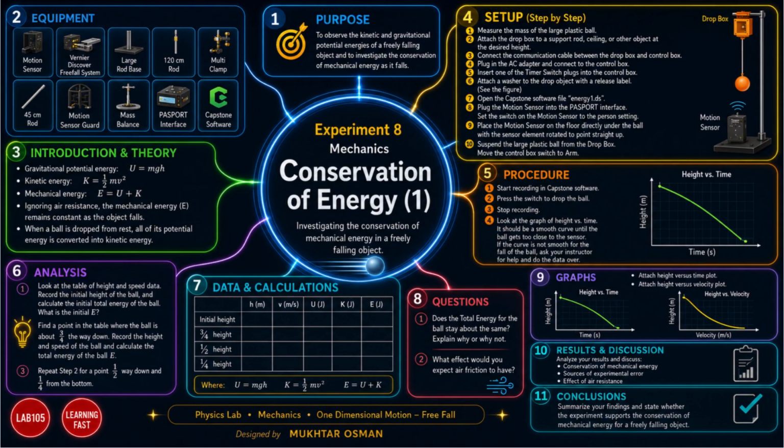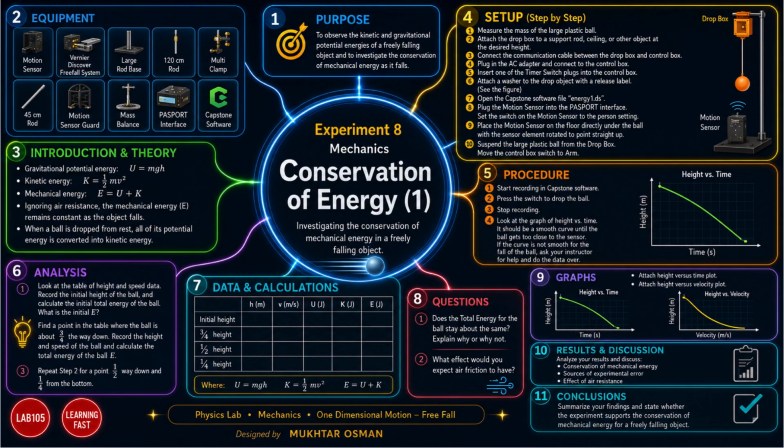Chapter 6. Analysis. 1. Look at the table of height and speed data. Record the initial height of the ball and calculate the initial total energy of the ball. What is the initial E? 2. Find a point in the table where the ball is about 3/4 the way down. Record the height and speed of the ball and calculate the total energy of the ball E. 3. Repeat step 2 for a point 1/2 way down and 1/4 from the bottom.